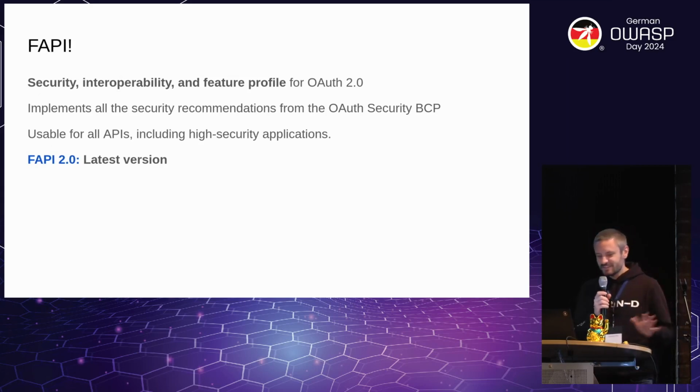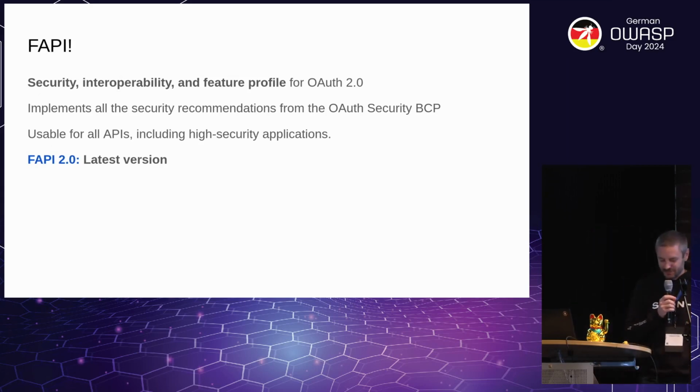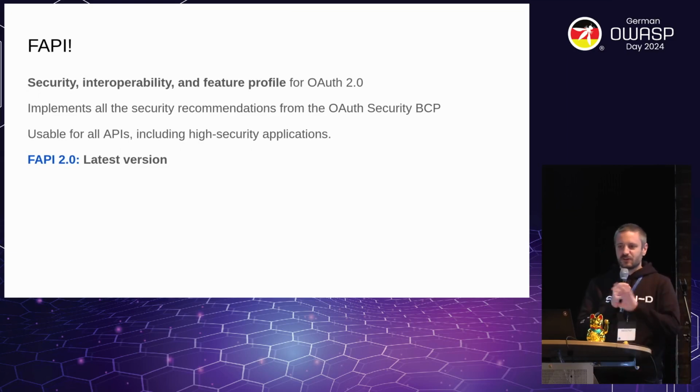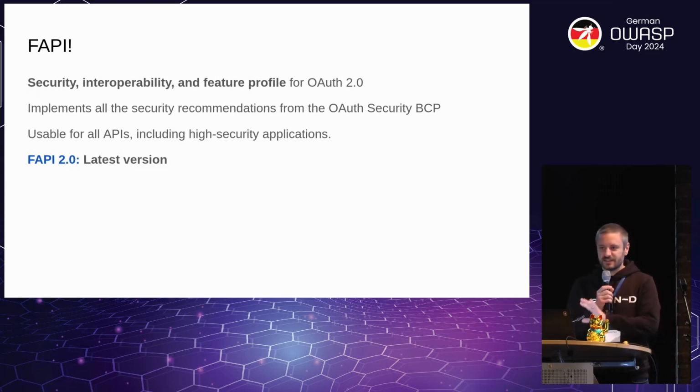Yeah, so it's a security, interoperability, and feature profile for OAuth 2. Implements all the security recommendations, and it's like the cheat sheet for what you should do with OAuth. It's really short, tells you exactly use this option, or this option, and nothing else. Usable for all APIs, nothing financial about it, including very high security applications. FAPI 2 is the latest version, soon to be released as a final. Yeah, and that's essentially all I have to say.